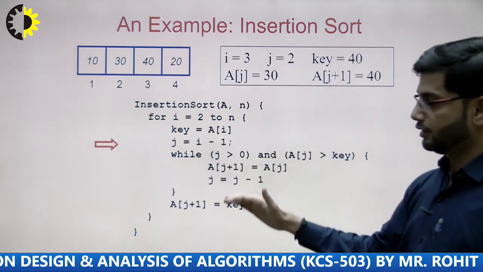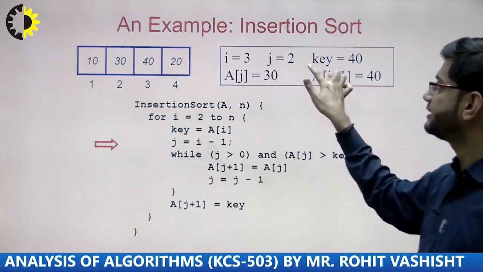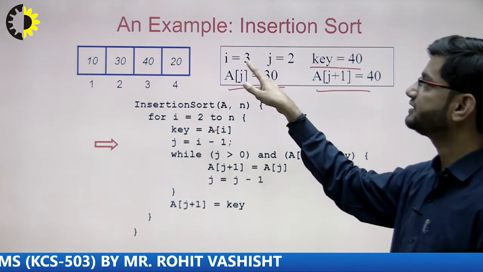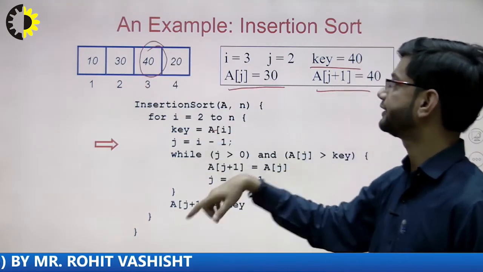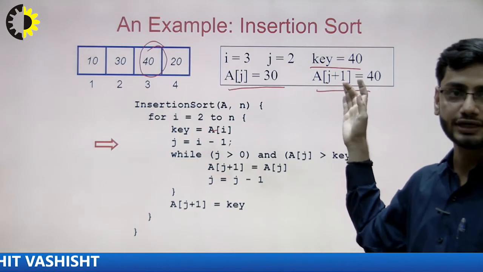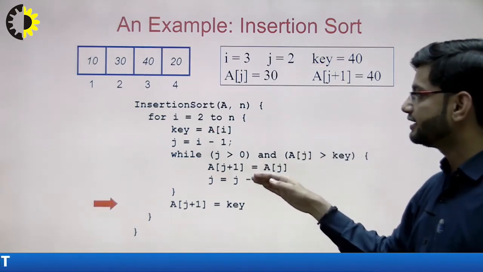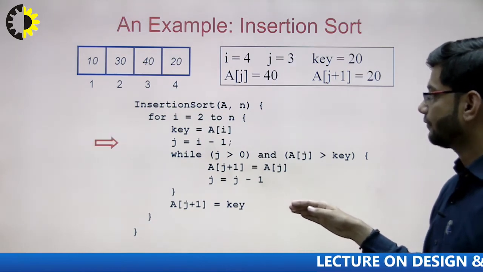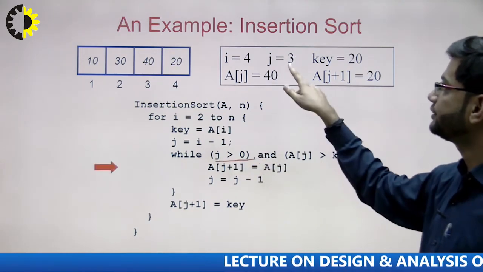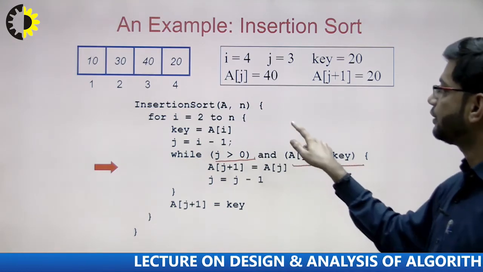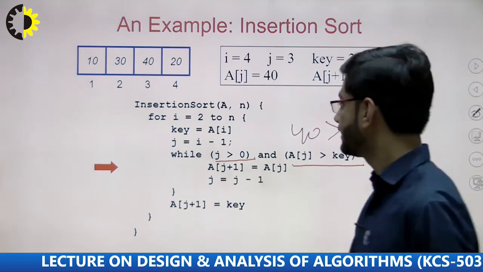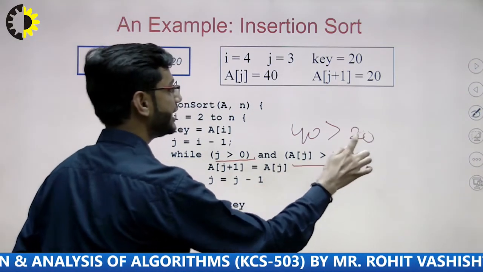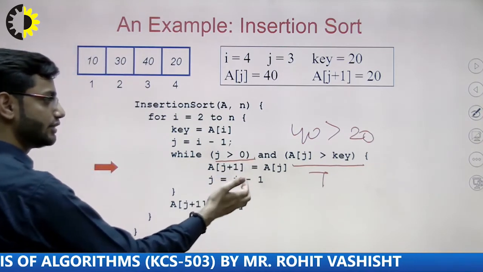By looking at the algorithm, you can easily find out these values. Key will be A of i. A of i is A of 3, and A of 3 is 40. So I have got key as 40. Again I will check the condition. j is greater than 0, true. A of j value is 40 and key value is 20. Again it is true, so I will enter into the while loop.